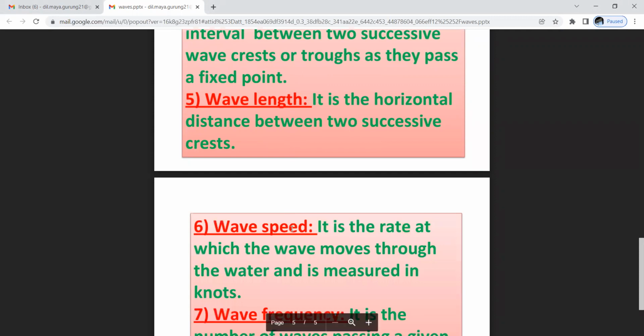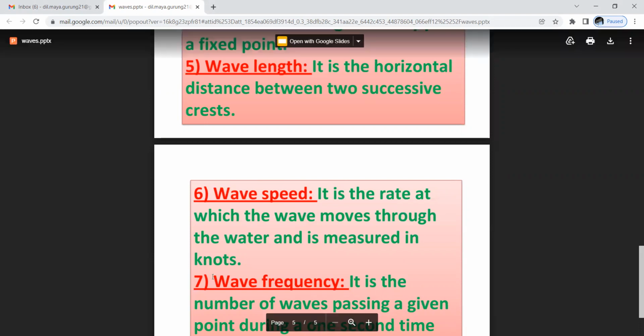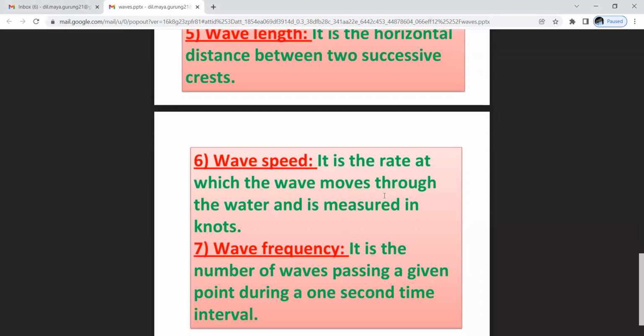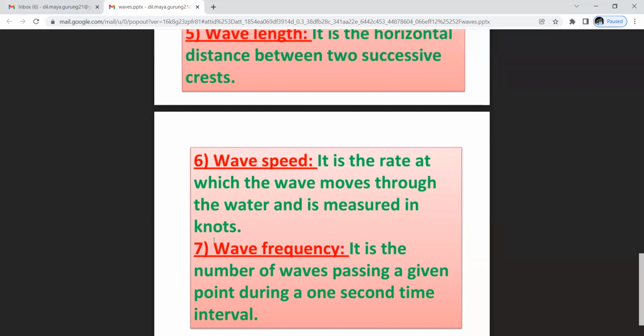Wave speed: as we all know, speed means how much distance you can cover, like how much you could walk or run. For example, if I could run 50 meters in 1 hour, this is just an example, then my speed would be 50 meters per hour. In the same way, wave speed means how much distance it can cover, what its speed is. Other speeds we measure in hours, but wave speed is measured in knots.